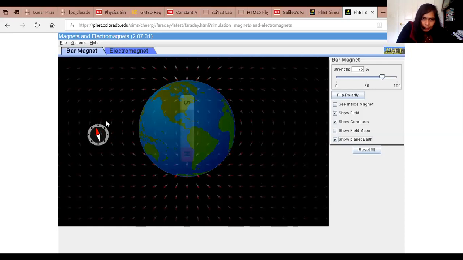Now look at this compass. The compass needle is pointing towards the geographical North Pole. But in our theory, we know that the compass North Pole is seeking a magnetic South Pole. So there should be a magnetic South Pole over here. So the geographical North Pole is the magnetic South Pole. Here, the geographical South Pole is Earth's magnetic North Pole. Okay, let's go back to the question here.